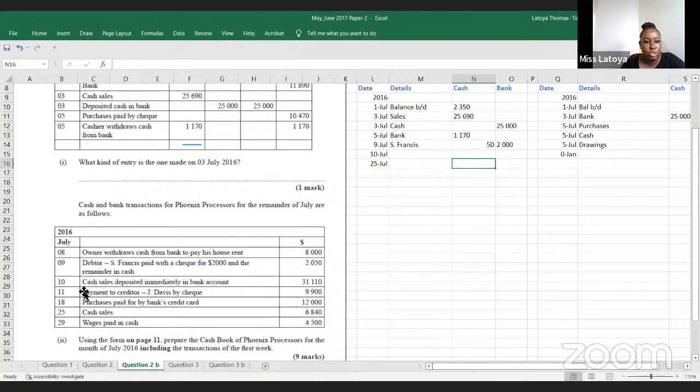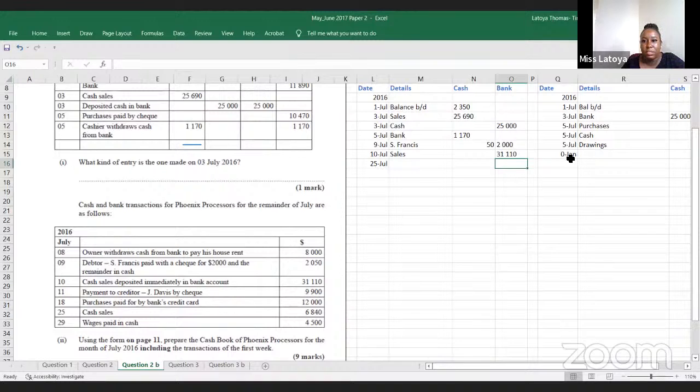Transaction on the 10th. Says here, cash sales deposited immediately into the bank account. So on the 10th, we're going to have sales here. And immediately into the bank, the amount was 31,110. That's the transaction for the 10th.